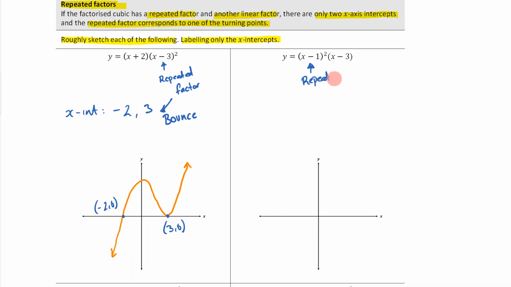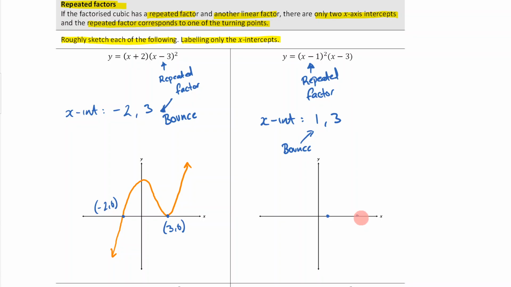As you can see here, this one right here is my repeated factor. So what that means is it's going to bounce at 1. My x-intercepts are going to be 1 and 3. And that means that this 1 here is going to bounce. Again, we can see what this means. I'm going to have 1 here and 1 at 3.